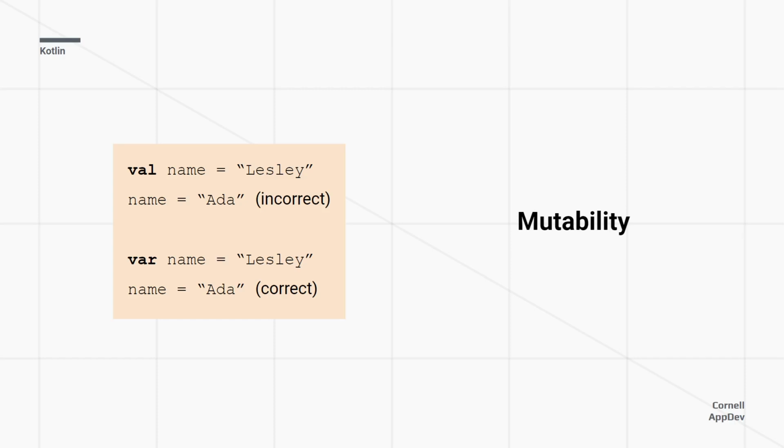Do note that making something a val does not necessarily make it immutable. If the object can be changed itself, it can still be changed, just not the variable or what the variable is pointing to.